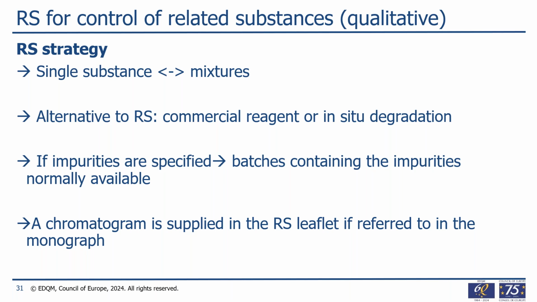For the identification of impurities or for the system suitability testing, we do not necessarily need to have a CRS. We can also have commercial reagents if they are available, or in situ degradation if this could be applicable. In general, we use for the strategy batches containing the impurities if these impurities are specified, because then normally batches are available on the market containing all the necessary impurities, but this is not always the case. And in case of mixture reference standards, we often provide a chromatogram in the leaflet, which helps the user to identify the peaks.